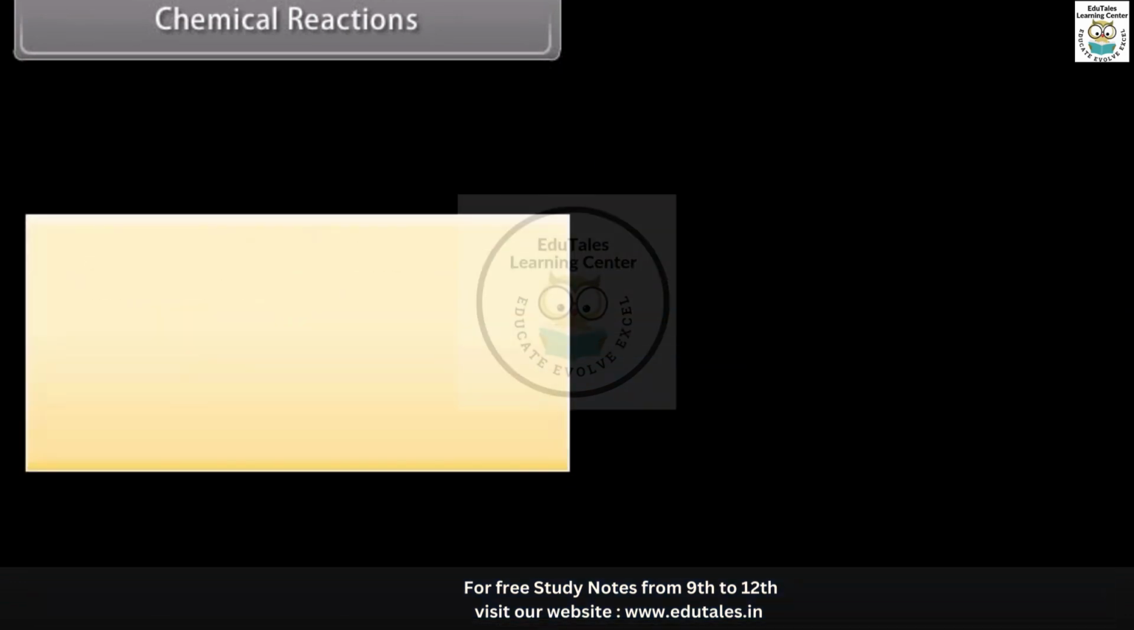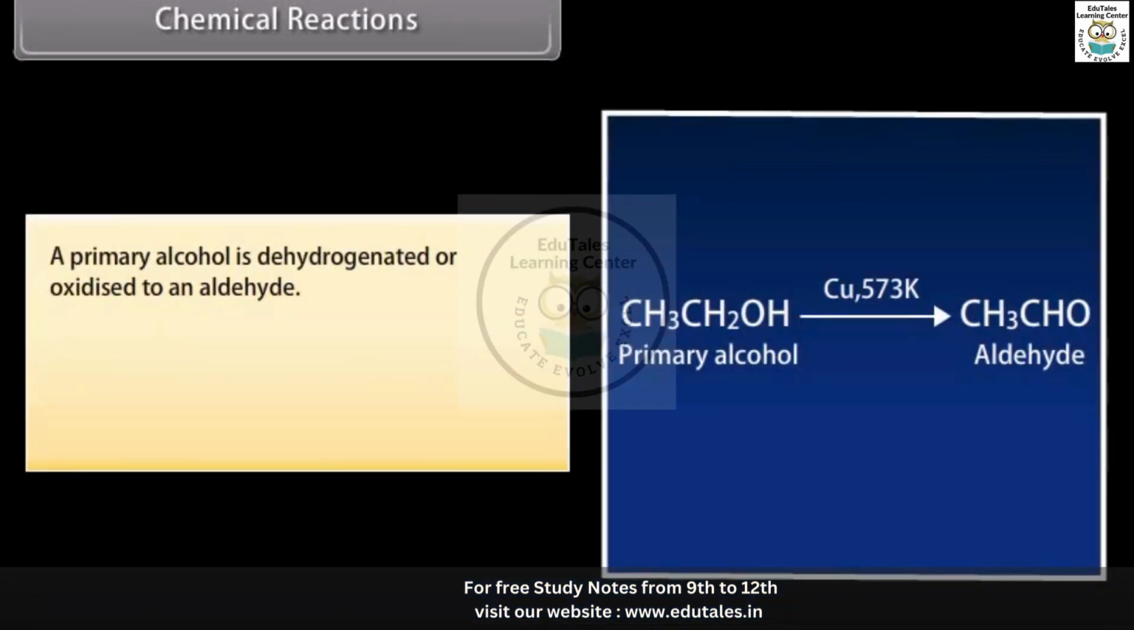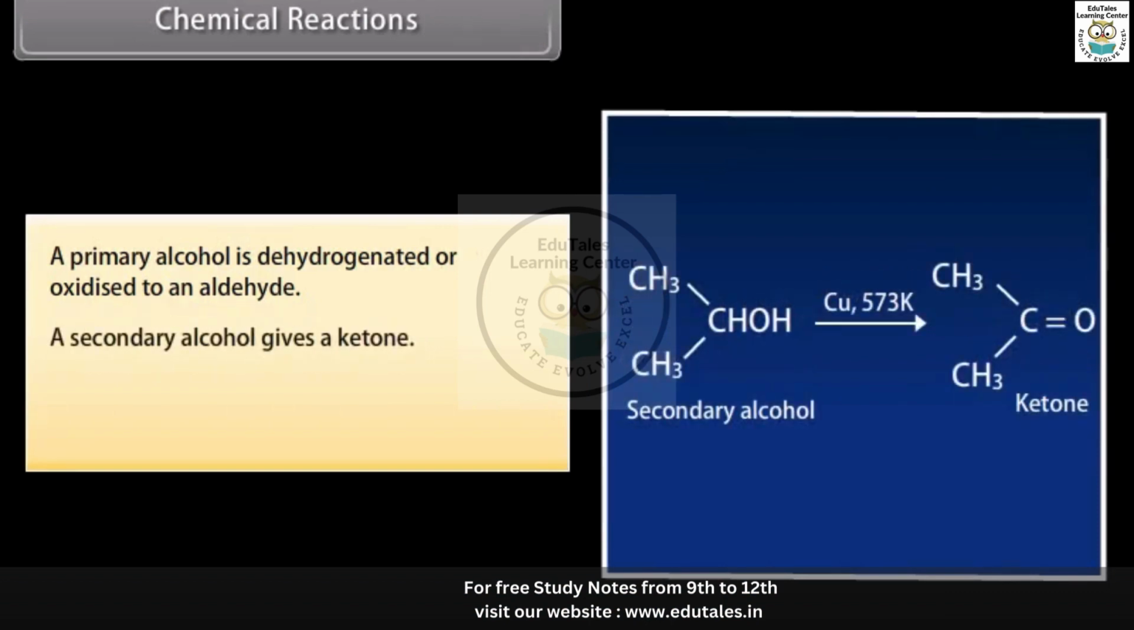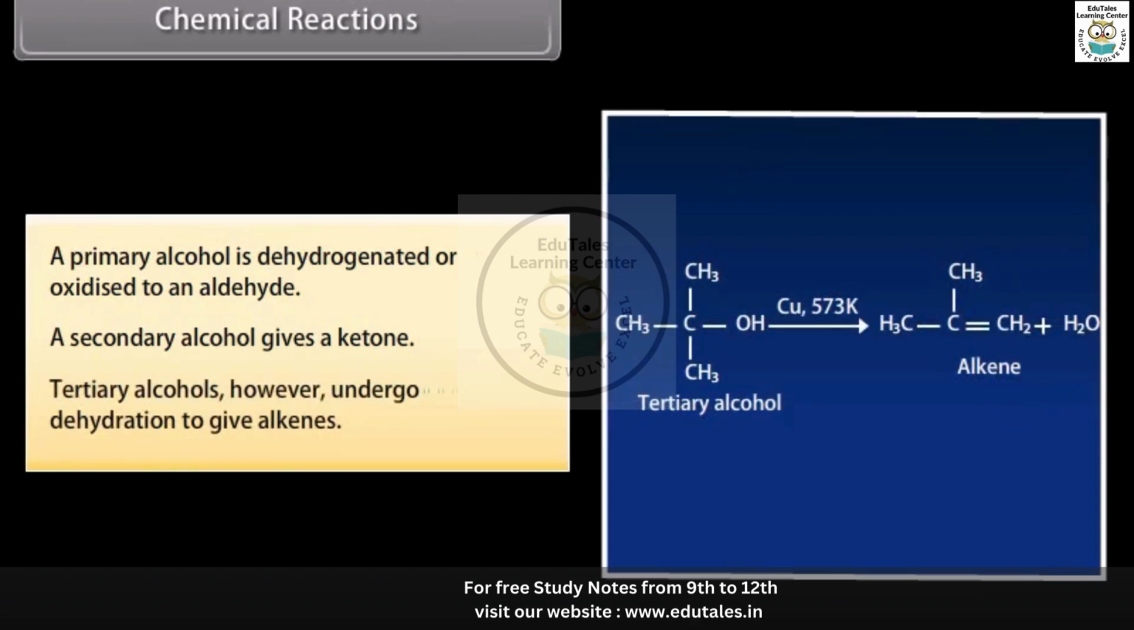obtained. A primary alcohol is dehydrogenated or oxidized to an aldehyde. A secondary alcohol gives a ketone. Tertiary alcohols, however, undergo dehydration to give alkenes.